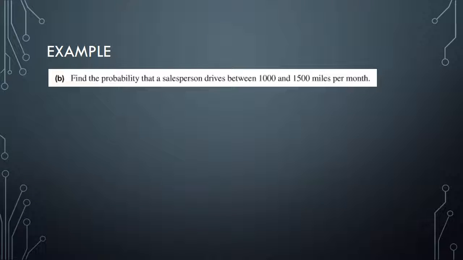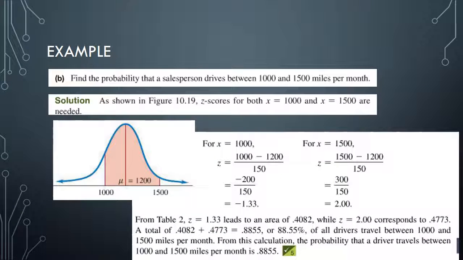Now find the probability that the salesperson drives between 1,000 and 1,500 miles per month. Pause the recording, give this a try, and resume to check your answer. Okay, so we need to find the z-scores. We already found the z-score for 1200, but now we need to do 1000. Putting it in the formula, we get negative 1.33. Putting 1500 through the formula, we get 2. So we want to do a normal CDF from a z-score of negative 1.33 to a z-score of 2. Put that in your calculator and you should get 0.8855 or 88.55%.